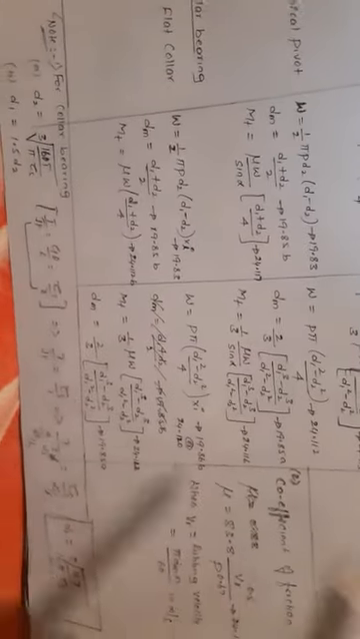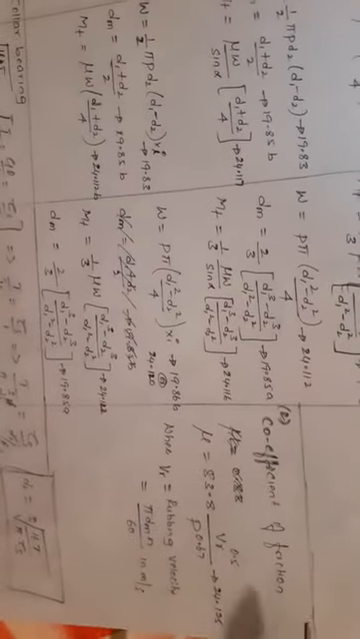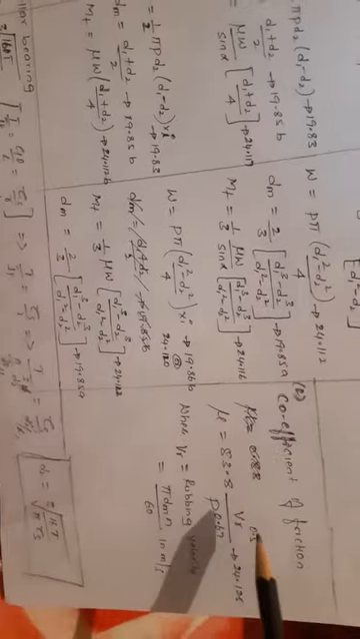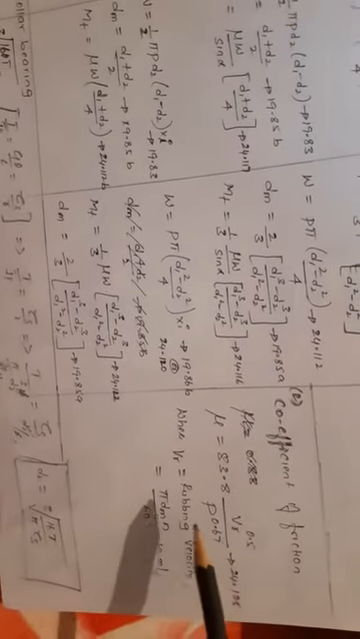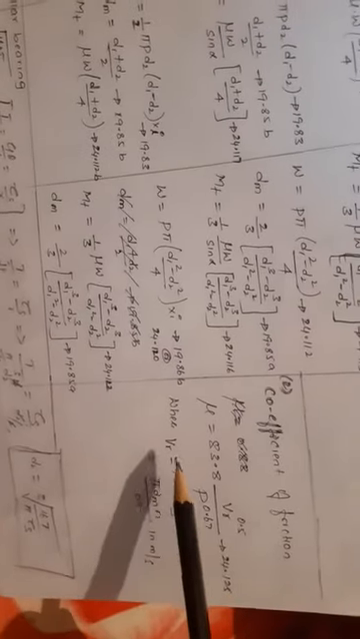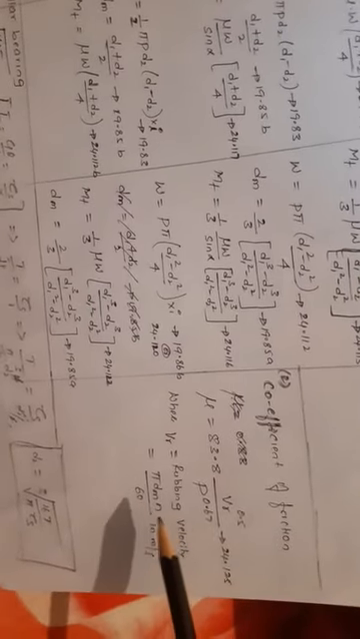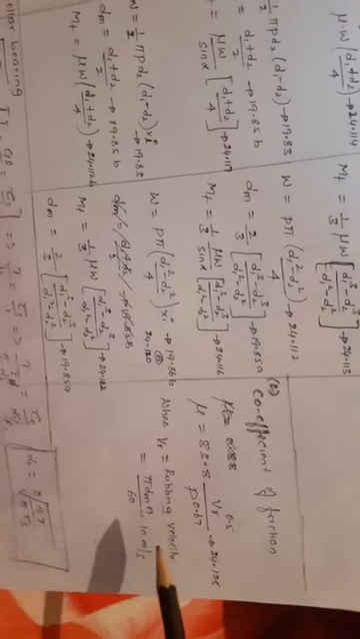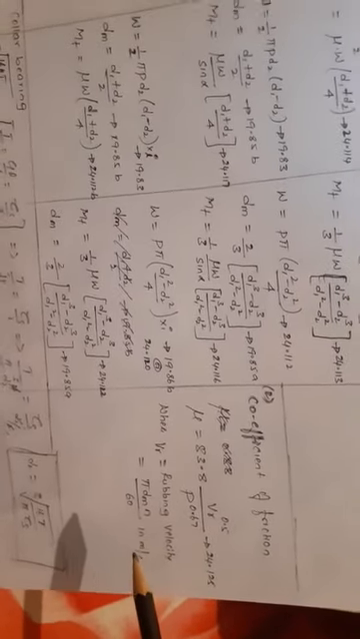Now how do you calculate the coefficient of friction? You can already see it in the symbols. Mu is equal to 83.8 Vr to the power 0.5 divided by P to the power 0.67. This is equation number 24.125, where Vr is the rubbing velocity, pi dm into n divided by 60, in meter per second.